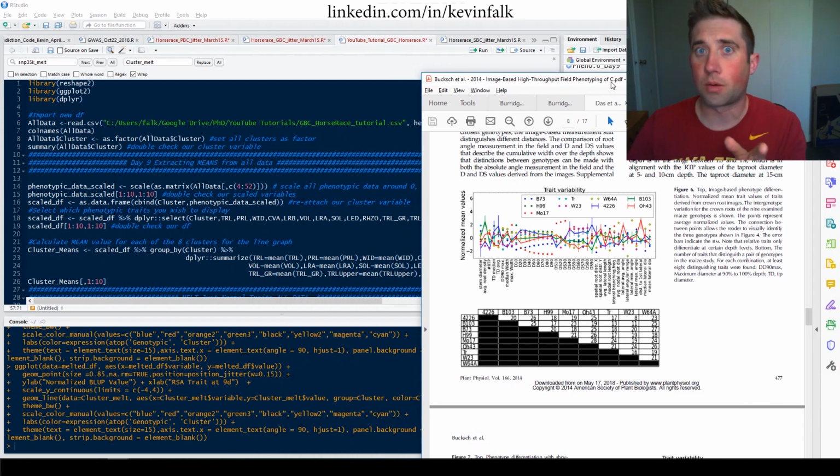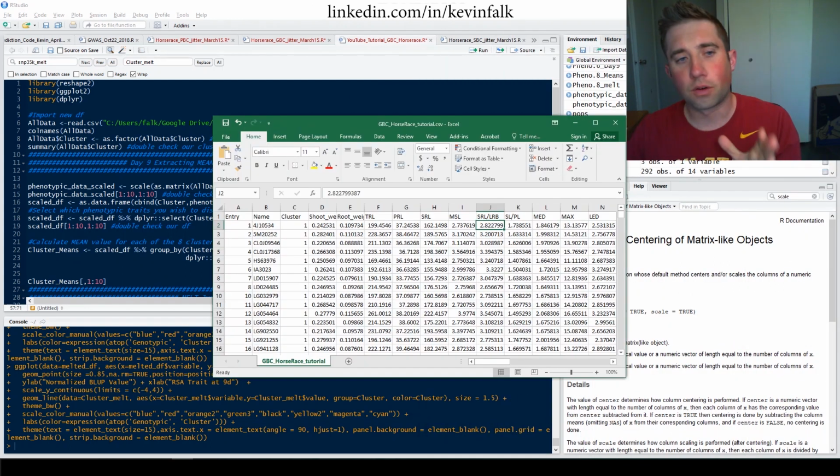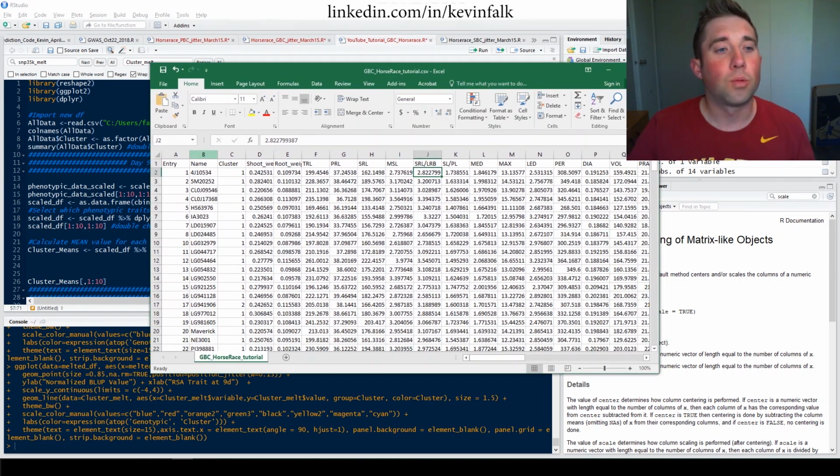And so that's something that I wanted to do and do my own little take on it. So I'm going to walk through how exactly I did that. For this tutorial today, I'm going to use this data here. What we have is about 300 different genotypes of soybean. So I'm looking at root system architectural traits in soybean.